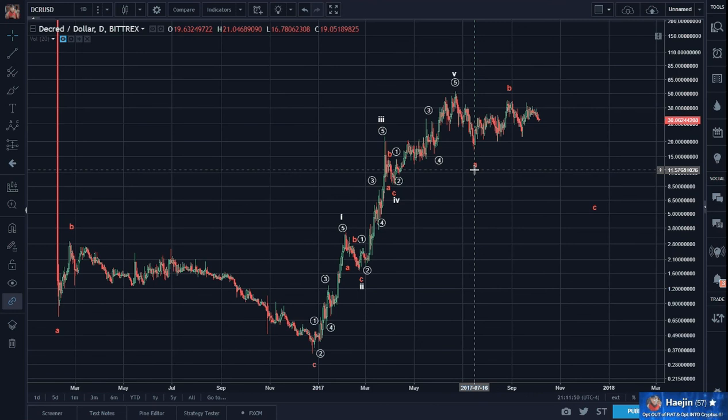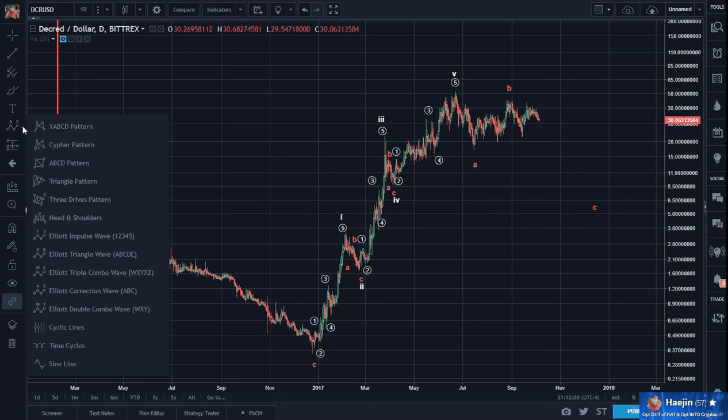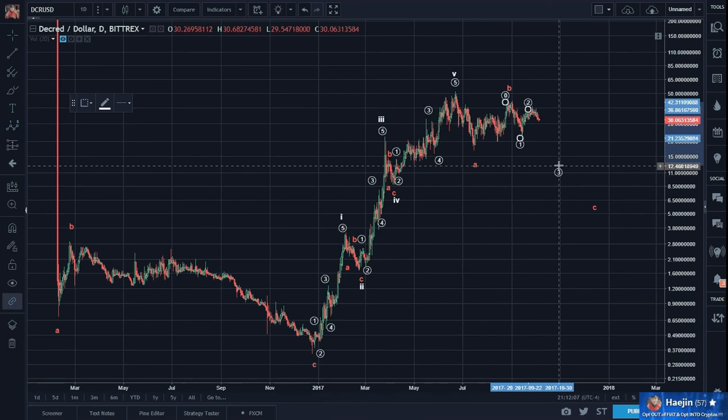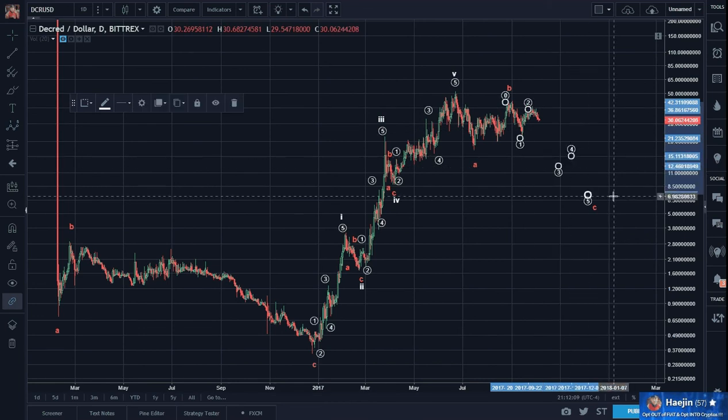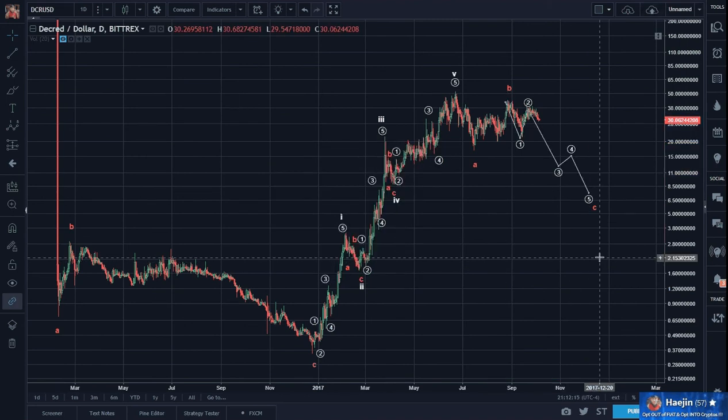A, B, C for B. And then we're going to have 1, 2, 3, 4, 5 waves down. C waves always have 5 waves, whether it's a flat or zigzag. It'll be like that.